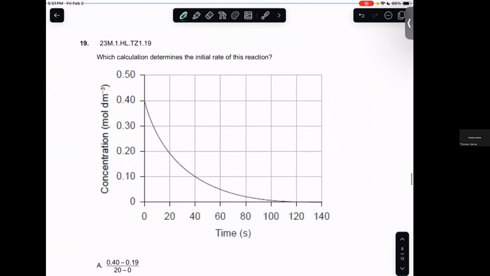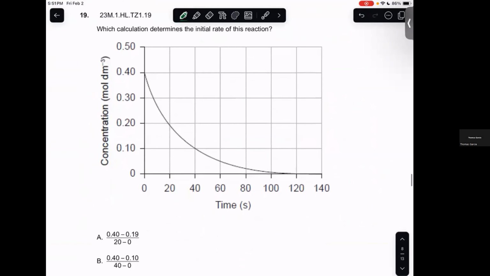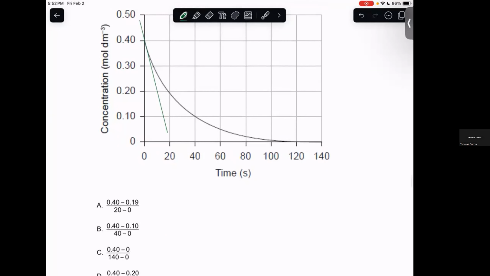All right, number 19. Which calculation determines the initial rate of reaction? Well, the initial rate of reaction is the rate tangent to the start. So what I'm going to do is I'm going to try and draw a slope that matches the slope at the start. I think that's pretty good if I don't say so myself. And I'm going to try and identify what kind of math I can figure out from this. Well, 40 is quite nice. I'm starting there because that's my initial point. And as I look down at my line, let me actually go ahead and extend it further.